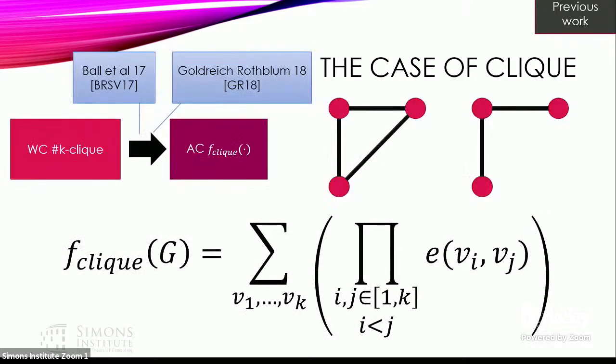So let me start by defining what this polynomial is for clique. For f-clique, we sum across all monomials that correspond to every possible choice of K vertices in the graph. The monomials are formed by multiplying all of the K choose 2 edges, or the variables corresponding to the K choose 2 edges within that clique. So this value is going to be 0 for a given set of vertices if it's a clique, and it's going to be a 1 if it's not.